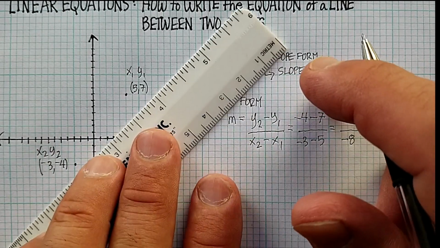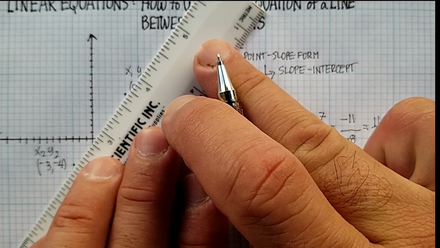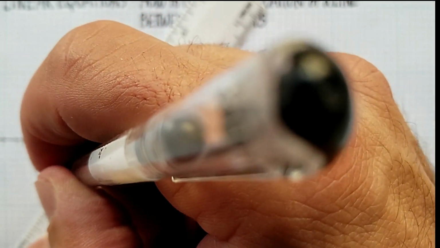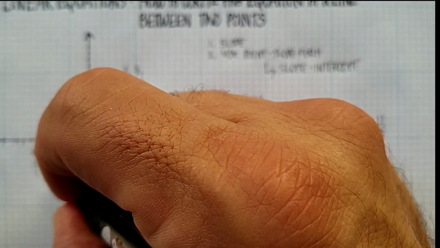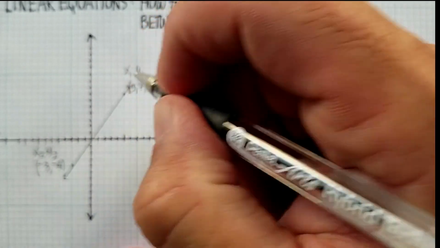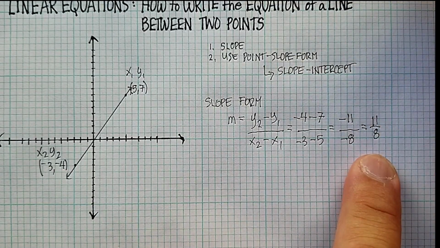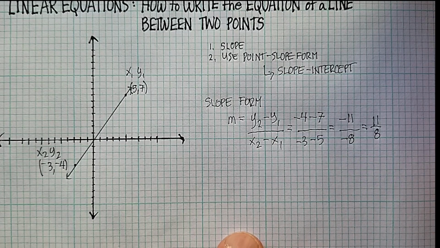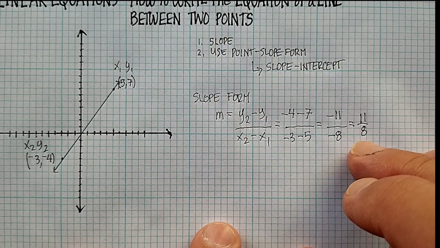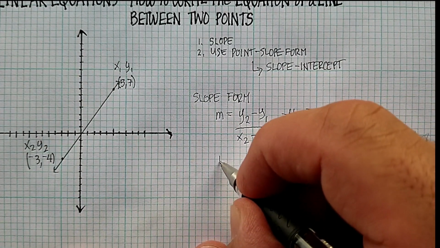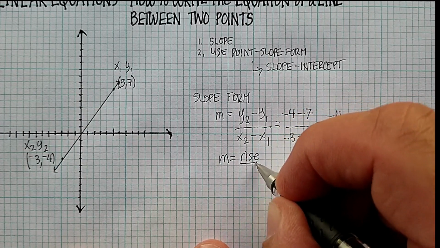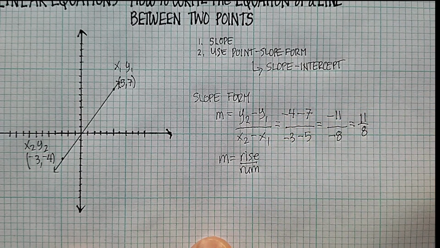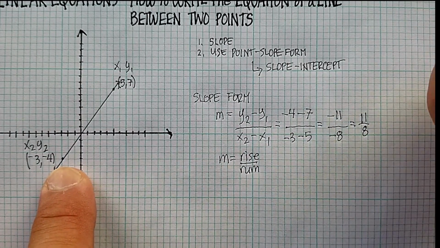And that makes sense, doesn't it? Because if we are looking at this particular line, let's draw a line through there. You can see that it's going in the upward direction, which is a positive direction. So a positive 11 over 8 makes sense. Remember also that the slope is simply the rise over the run. Let's just talk about that really quickly. What is the rise over the run?